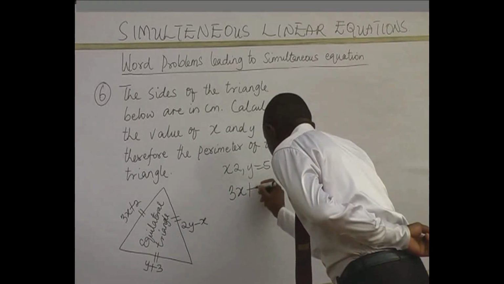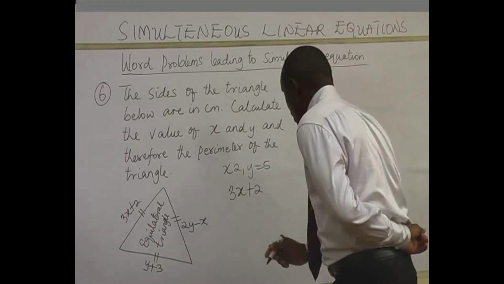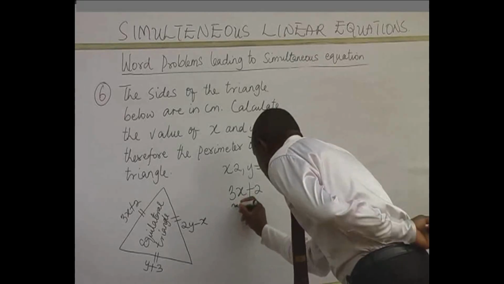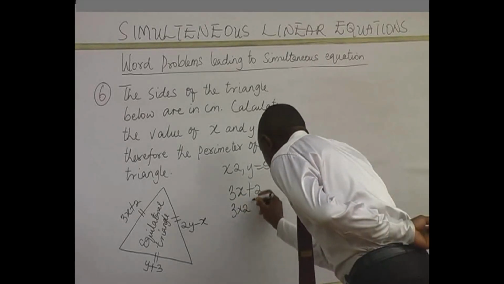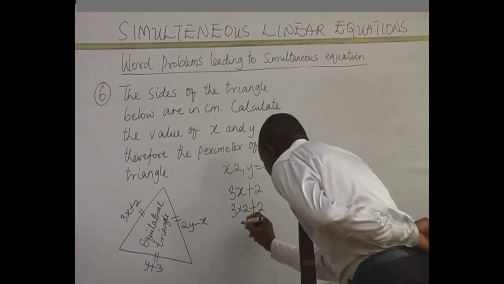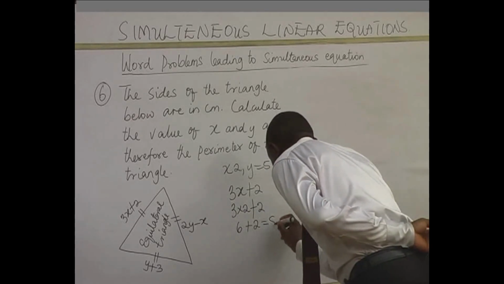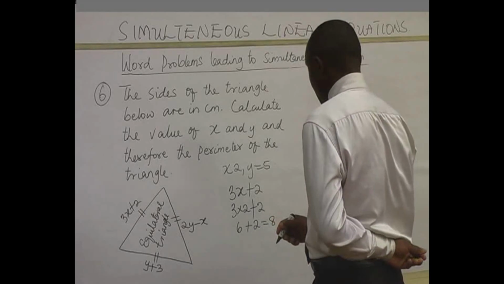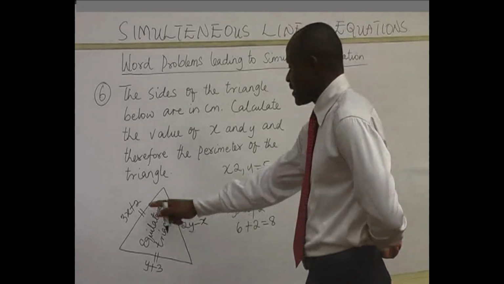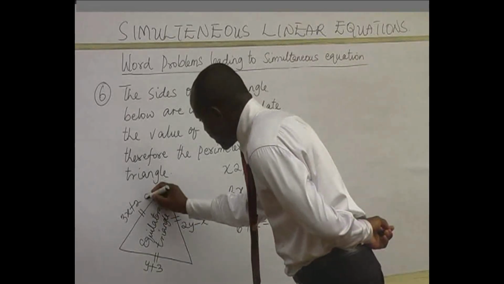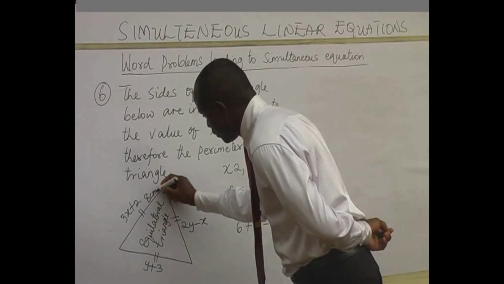3x plus 2. X is 2. That means we have 3 times 2 plus 2, which will give you 6 plus 2. And 6 plus 2 is 8. That means the first value of one side is 8. So write 8 here.